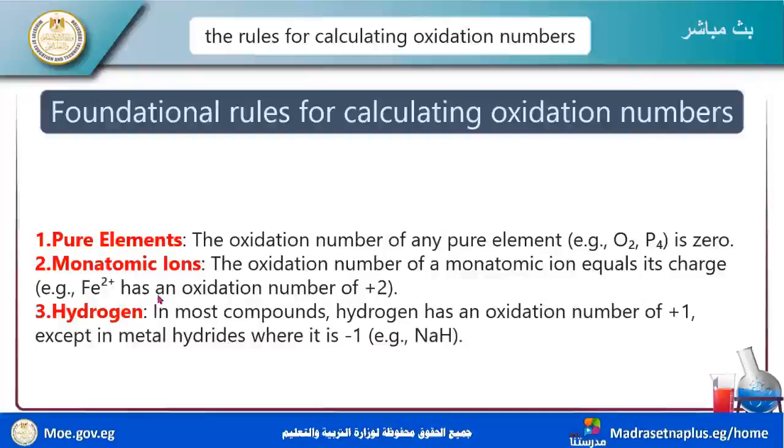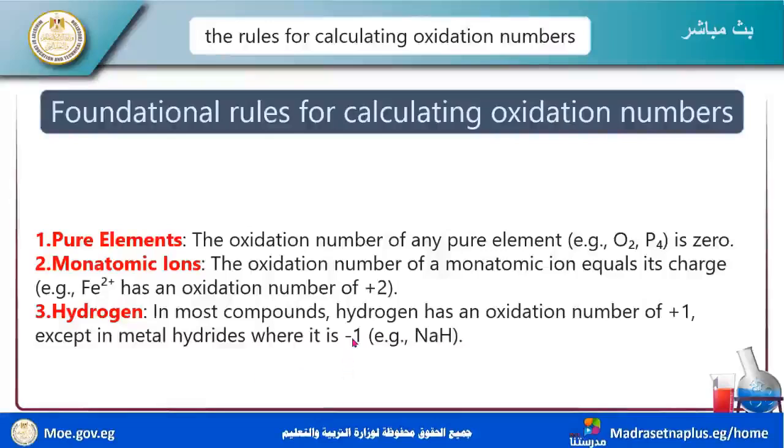Monoatomic ion. The oxidation number of a monoatomic ion equals its charge, like Fe plus 2, but we have no single Fe plus 2. Fe plus 2 is attached with other anions, like Fe plus 2 with 2Cl negative 1, or oxygen negative 2. The oxidation number of iron here is positive 2. Hydrogen: in most compounds hydrogen has an oxidation number of positive 1, except the metal hydrides. I told you that before. Negative 1.